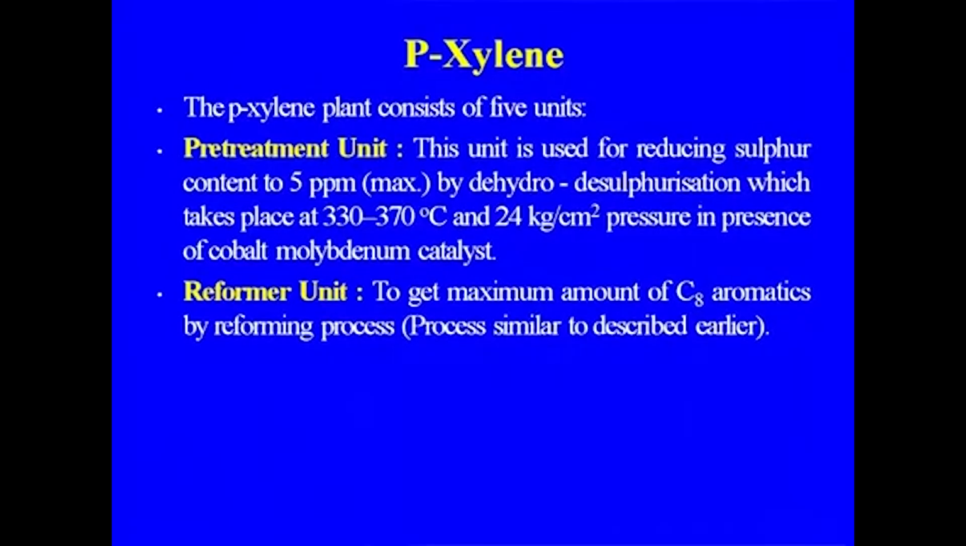These are some of the units discussed in the flow diagram for paraxylene. I will go quickly. The pre-treatment unit is used for reducing sulfur content, because the removal of sulfur is very important. The reformer unit, the catalytic reforming unit, is to get the maximum amount of C8 aromatics by the reforming process. Similar to the catalytic reforming process, we have the same type of units and operation, only our objective is towards more and more benzene or xylene.